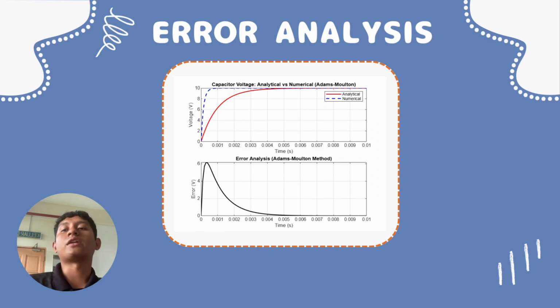The difference between the Adams-Moulton method and the analytical solution for the RC circuit arises due to the following factors. The first one is numerical approximation in the Adams method. The Adams method is a numerical approach which uses predictor and corrector schemes to approximate the solution of differential equations. In the predictor step we use the Euler method, which introduces some initial error, and although the corrector step fixes it, a small discrepancy still remains. The second factor is the time step.